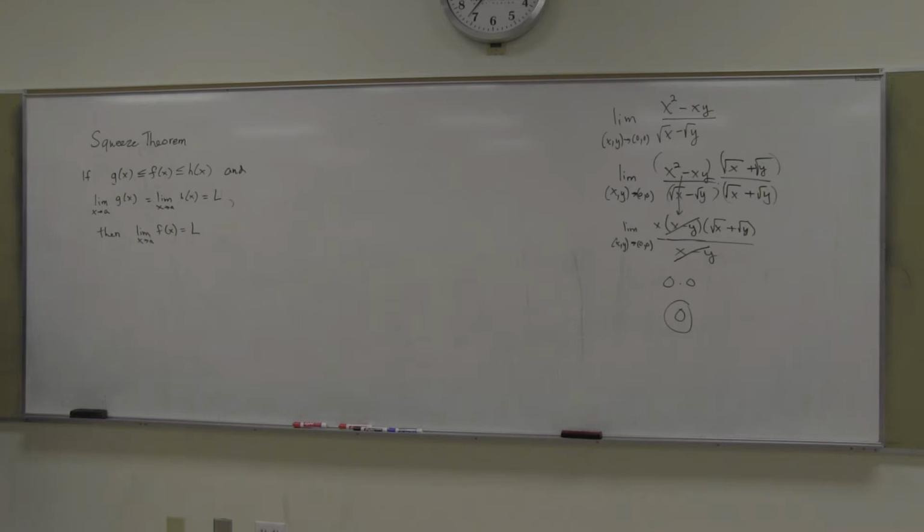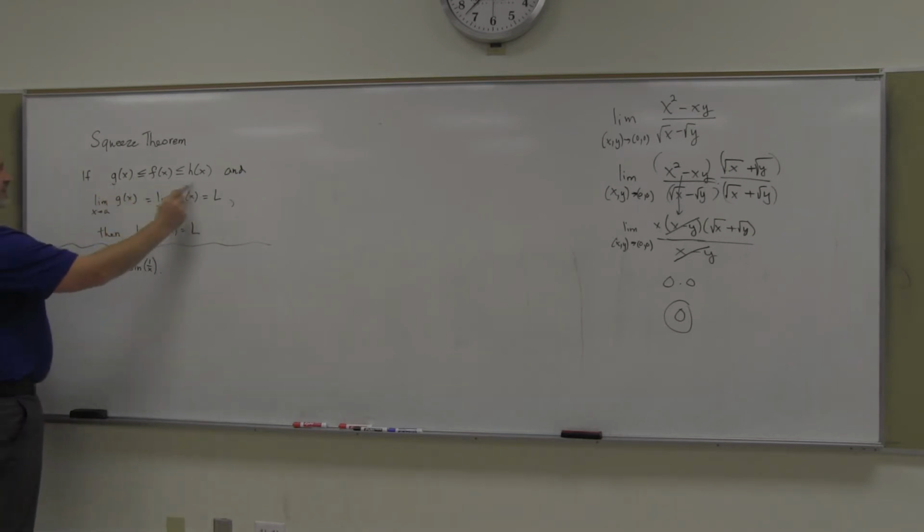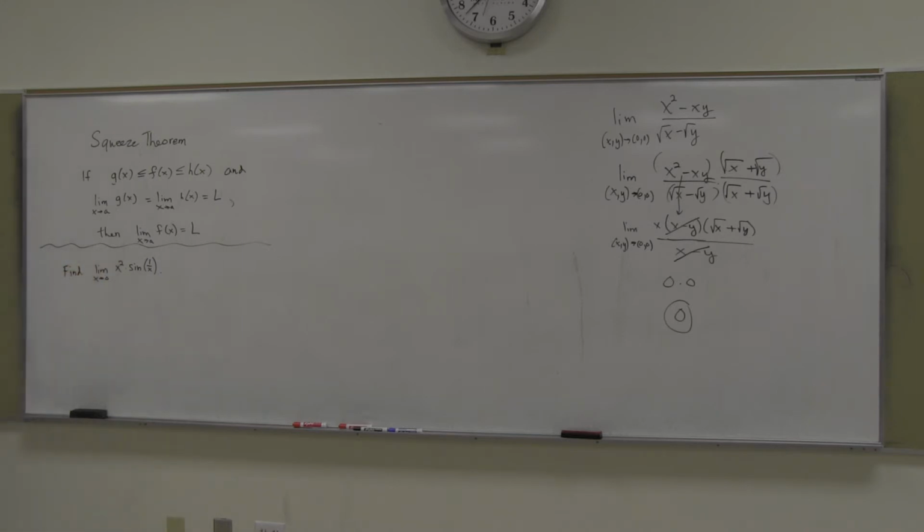A good example, the one they do in the book back in previous sections, is this one. For example, if I'm trying to find the limit as x approaches 0 of x squared times sine of 1 over x, this is my example of the squeeze theorem. On these, what you do is start with something you know. Is there an inequality I know that I can set up here? We're going to play off of the sine of 1 over x.